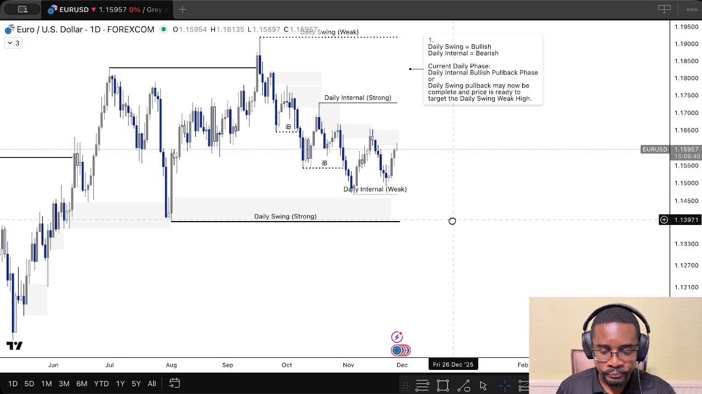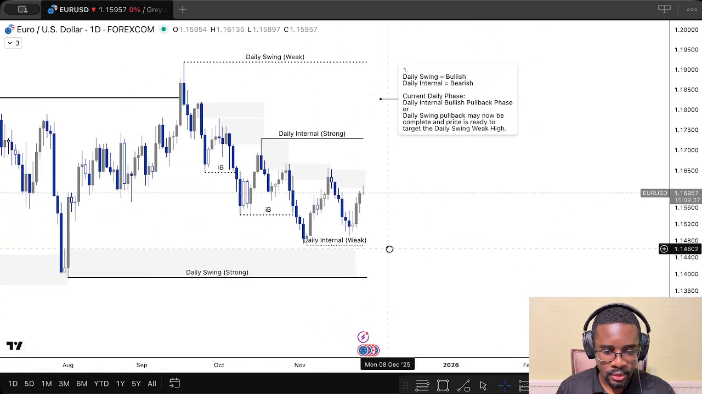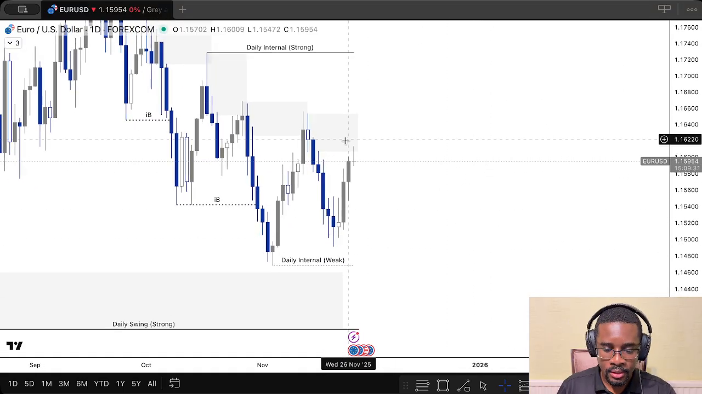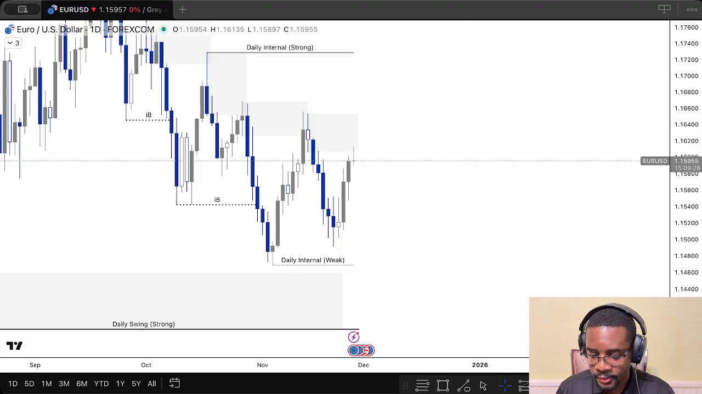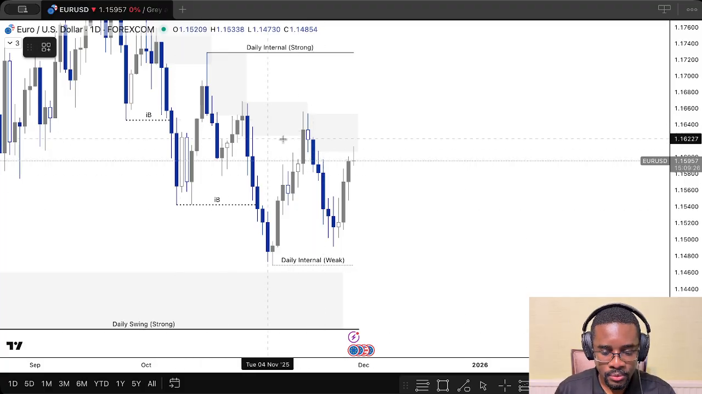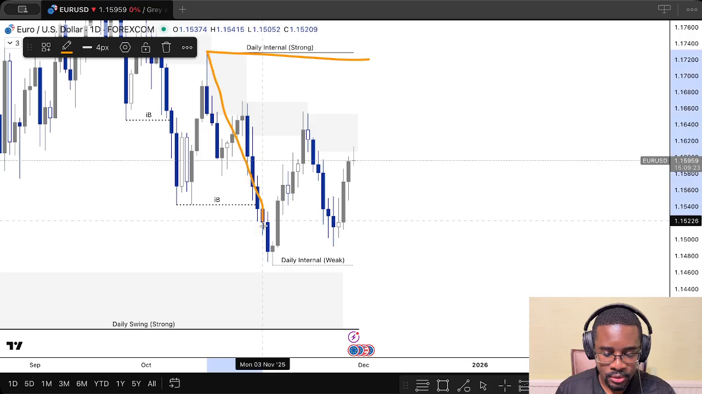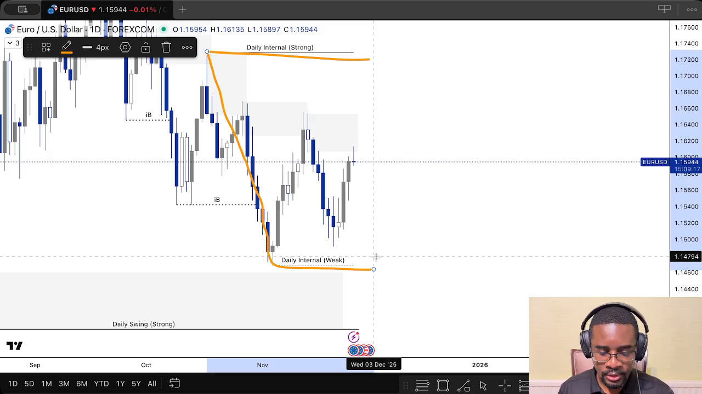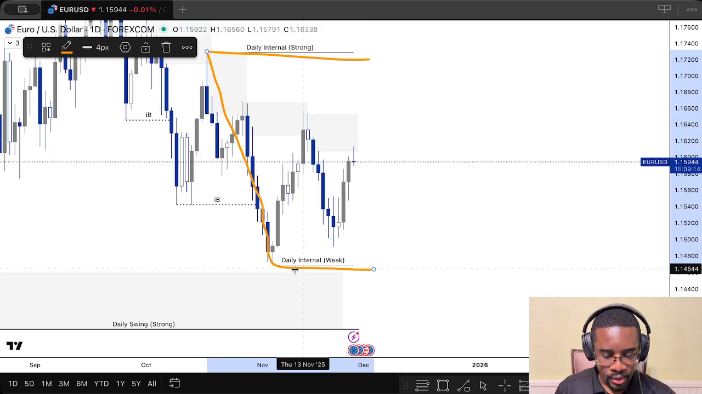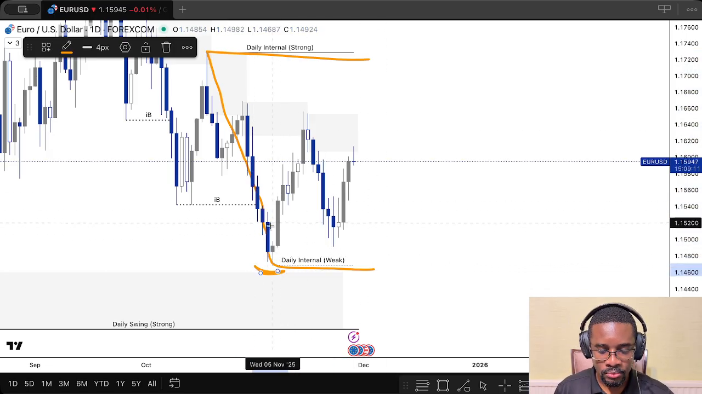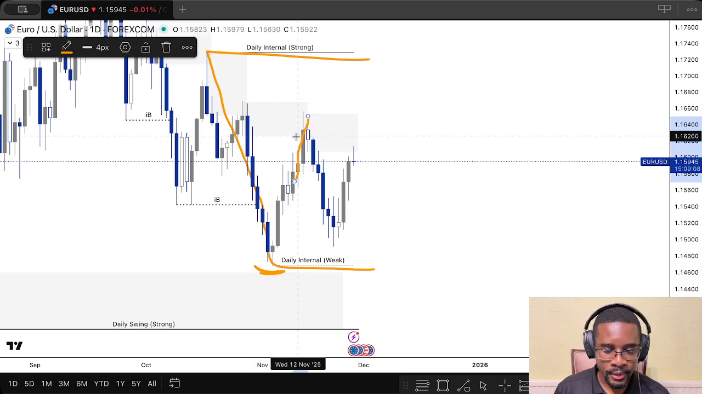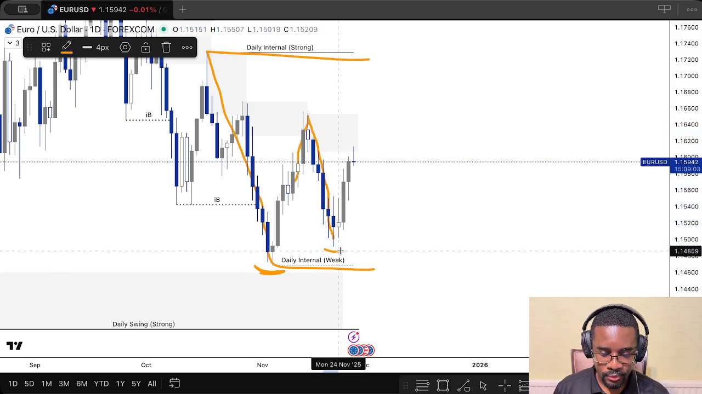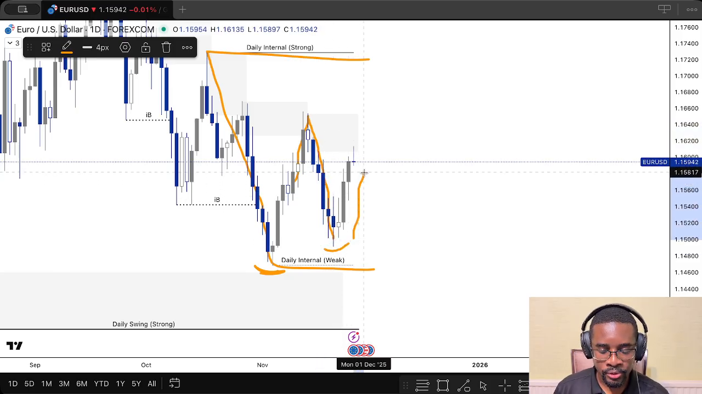So starting on the daily, we were expecting this daily supply area to be mitigated. Okay, so we are internally in a bearish trend. So internally the daily is bearish. We made this low, facilitate this pullback, and then we've had this strong run of bearish days, and then this week we've had a cool off where we are retracing.